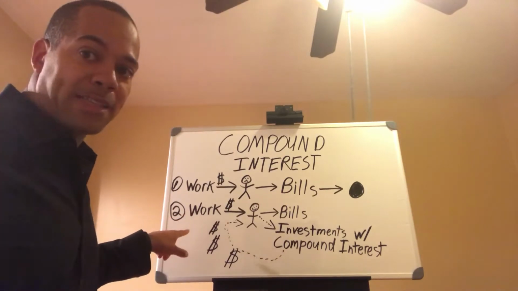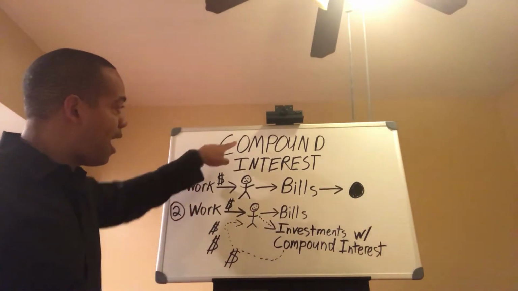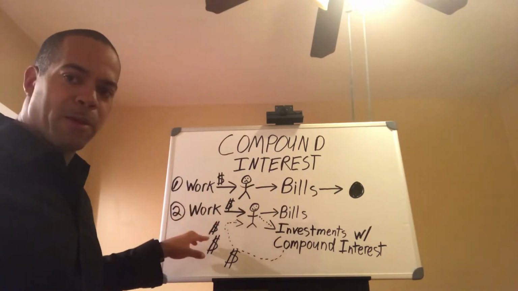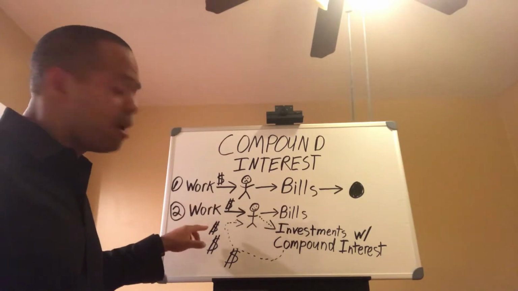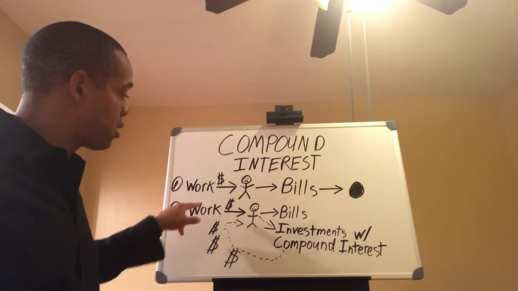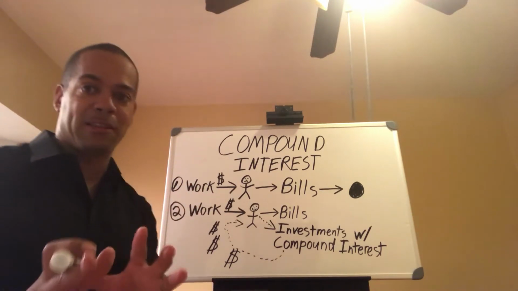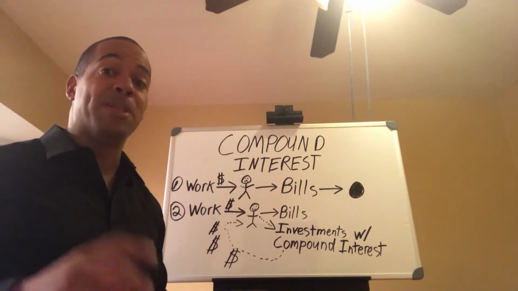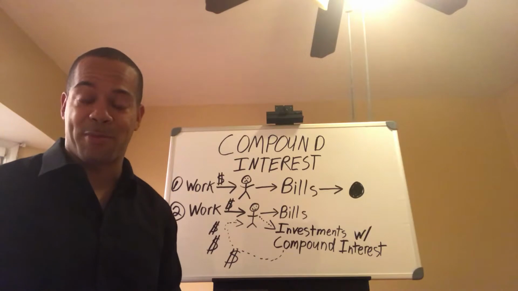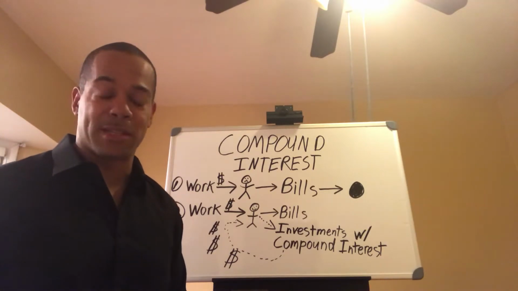Worker 2 has taken advantage of the concept of compound interest. Okay, so they work their 9 to 5, they get their money, and this could be a business owner. It doesn't necessarily have to be someone who's working a 9 to 5. And let me just say, business owners tend to work much more than regular 9 to 5 people, especially at the start of the business.